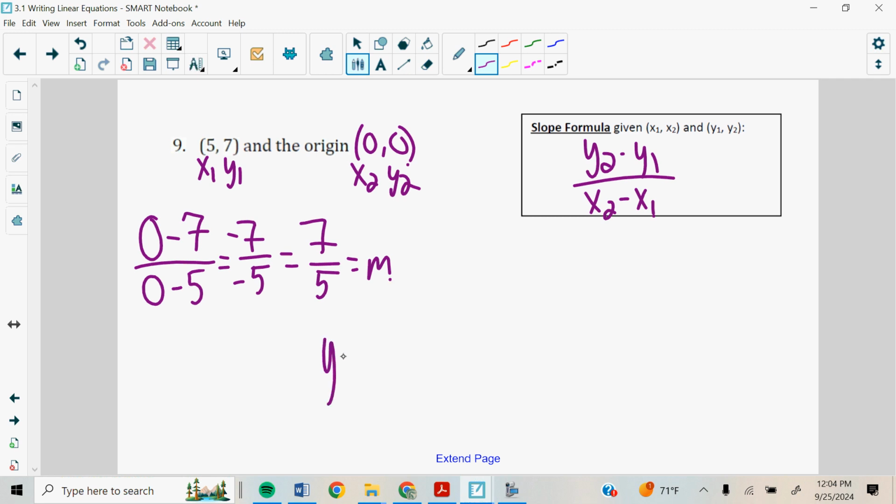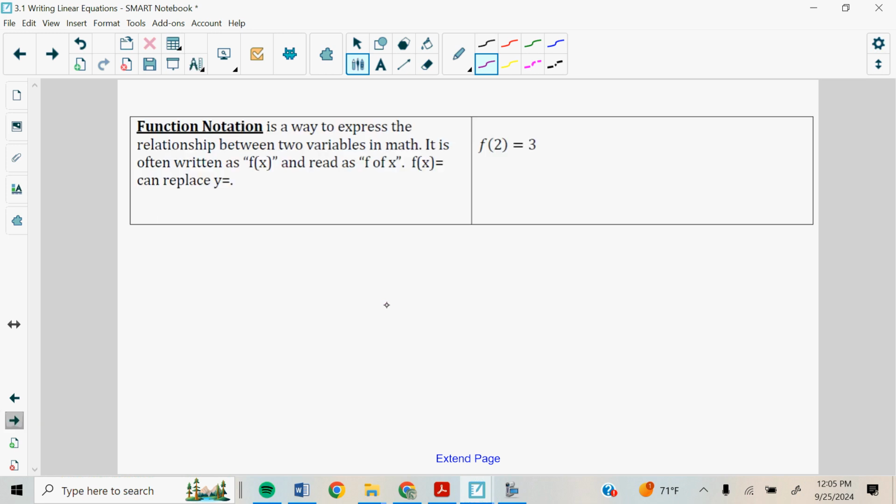So y equals 7/5 x, and then I do not write plus 0. We leave it as is. Adding plus 0 is not going to change the value, so we aren't going to add it. And if you think back to yesterday, this is a direct variation because it's a product with our variables, and 7/5 is our k value, our constant of variation. So just tying those together.